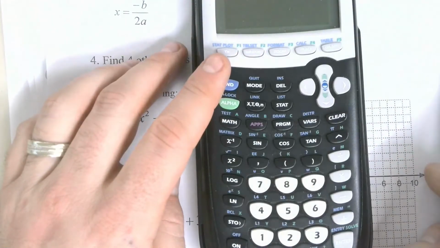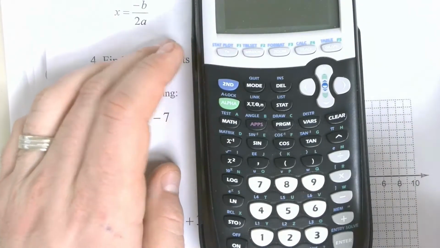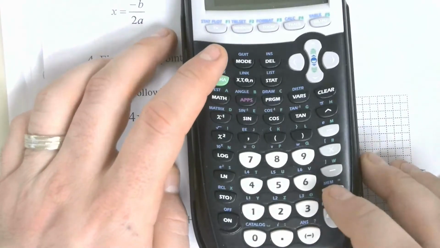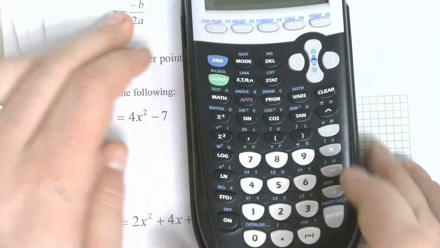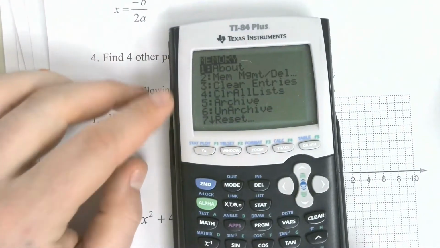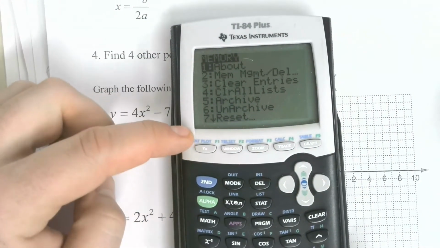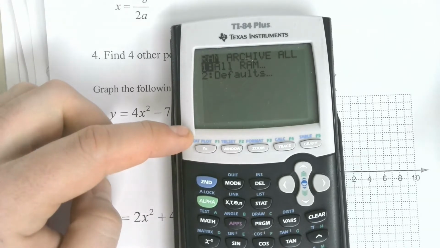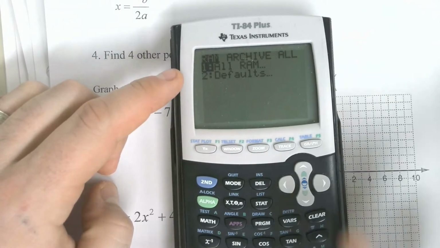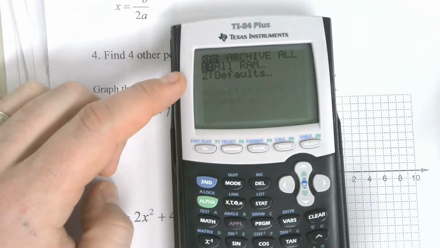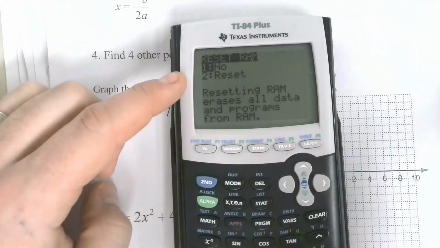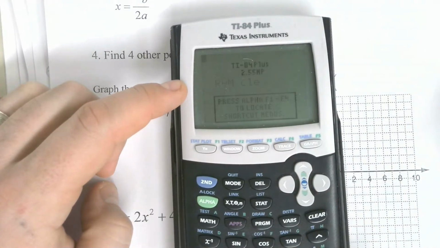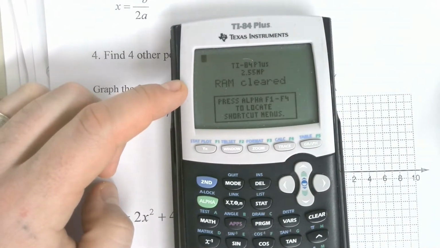Pay attention, guys. If it's not popping up, you hit second and plus. This screen pops up. Hit option 7, reset. That'll reset your calculator to the factory settings. You're going to select option 1, all RAM, and then hit reset option 2. So it'll go back to factory settings.